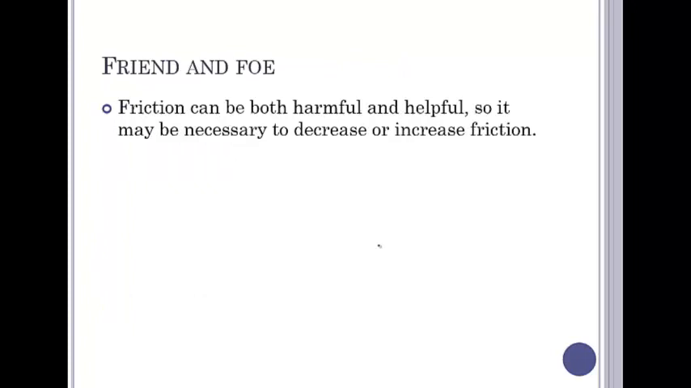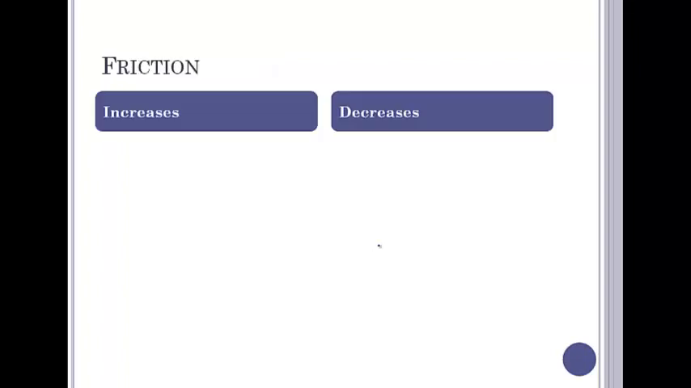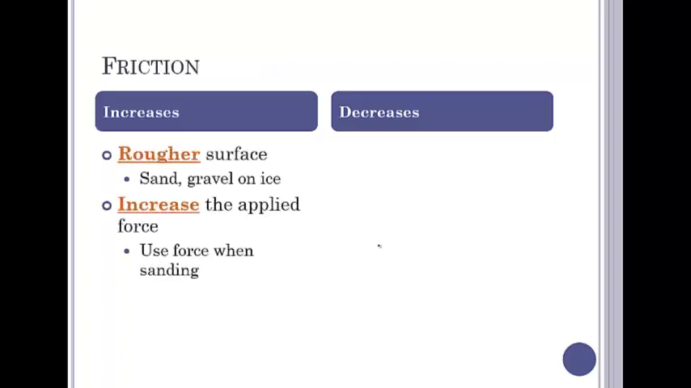So friction is both friend and foe. Friction can be both harmful and helpful, so it's probably necessary to know how to increase or decrease it. I tell this story every year, but when I was growing up, I lived in the country and there was a creek that ran through our property. And so in order to get to the main road, we had to cross the bridge.